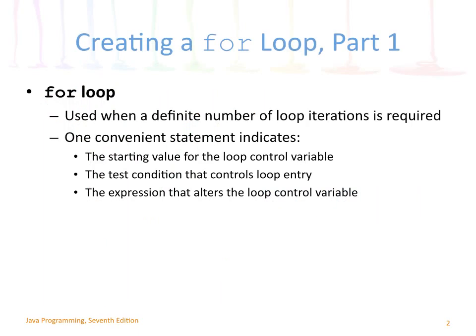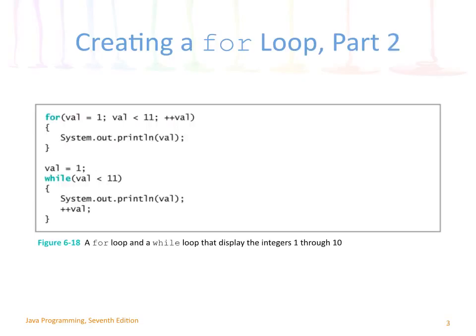Oh, my favorite loop. I love a for loop because it's so easy. There are 3 parts to every loop and it's tough to remember all of them. A for loop puts them all in one place. A for loop is used when a definite number of loop iterations is required. So it's for count controlled loops, and it's super easy because it includes the initialization, the test, and the update all in one. Let's look at an example.